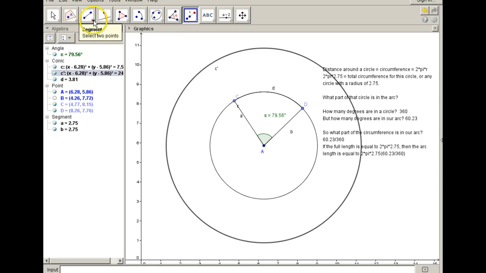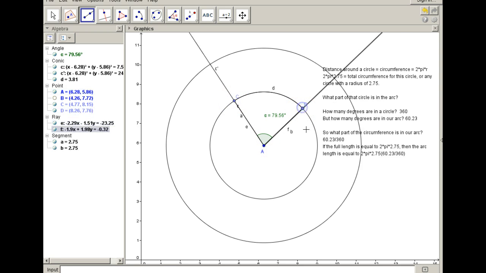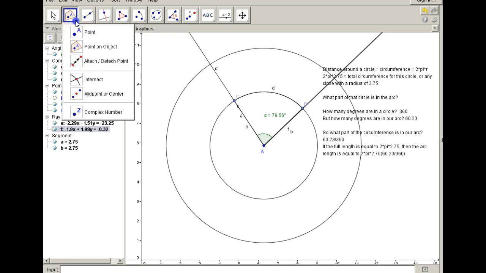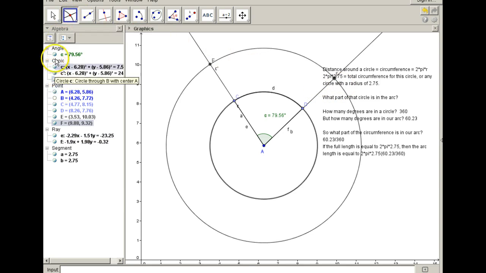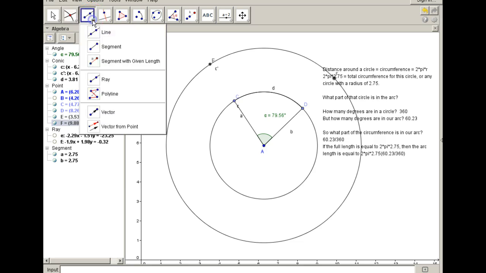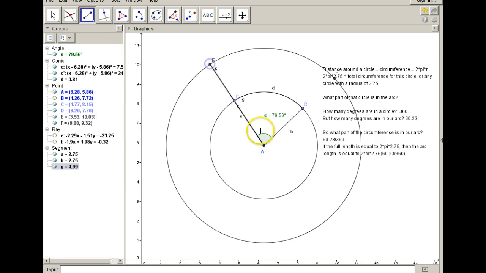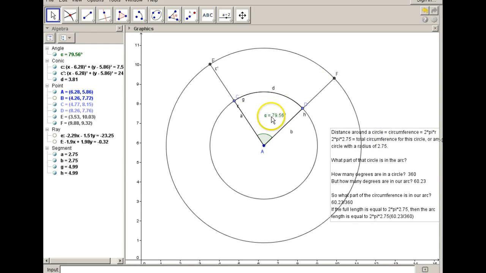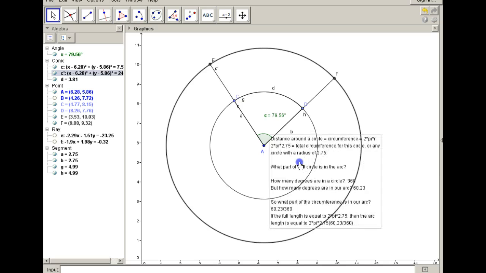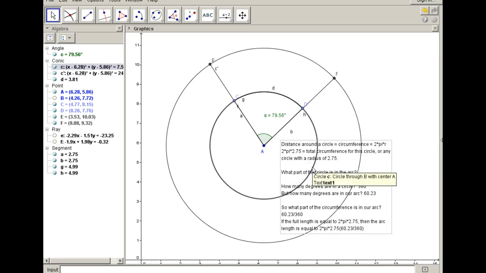Okay, and then if I construct some rays here, through there and through there, and let me go ahead and find my intersection points from the ray and the circle, and this ray and the circle, and then let's hide the rays. So we're going to hide those, and then we're going to draw our segments from A to F. Now what would the length of this 79.56? Ooh, we didn't figure out the length of the 79.56. I'm going to slide this out of the way.